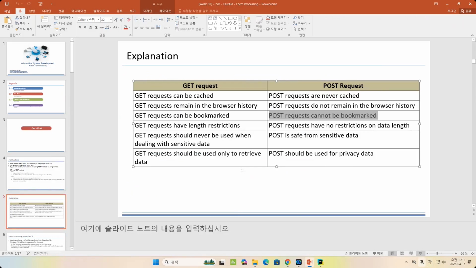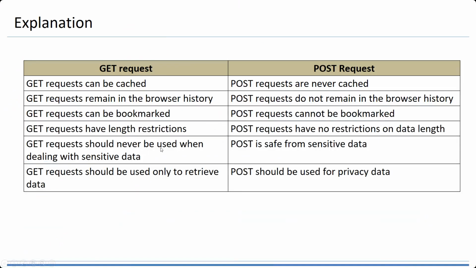GET requests should never be used when dealing with sensitive data. If you are using a password, then you cannot use GET. It is not recommended to use GET. POST is safe for sensitive data. And GET requests should be used only to retrieve data. If you want to get some data, for example the search function in Google, you can use GET.